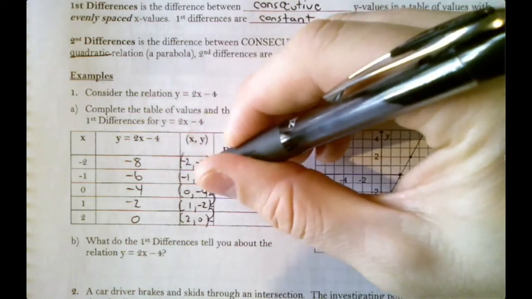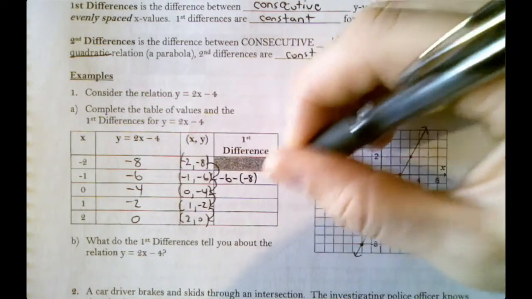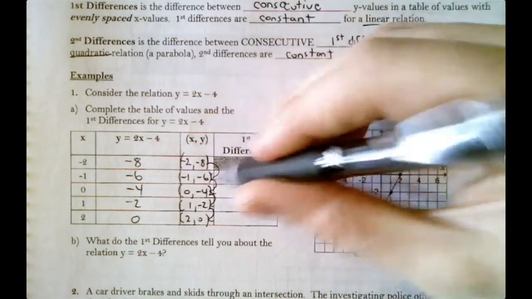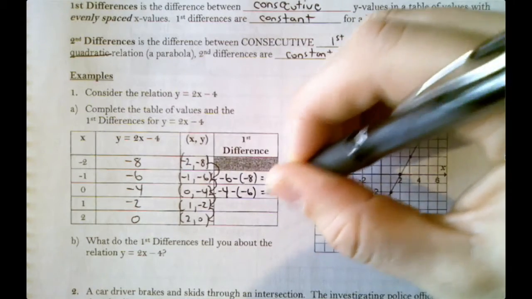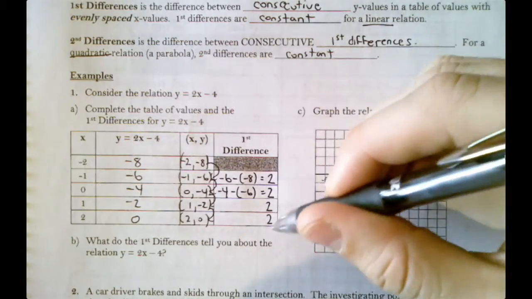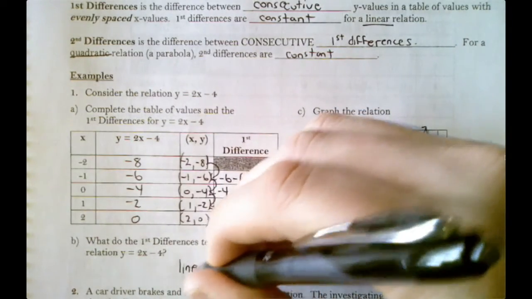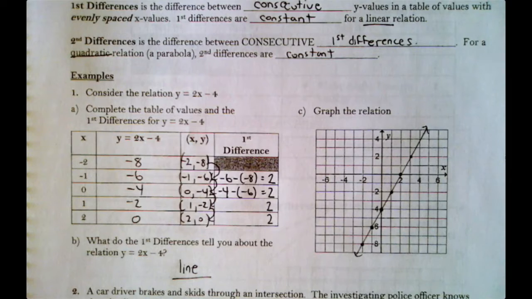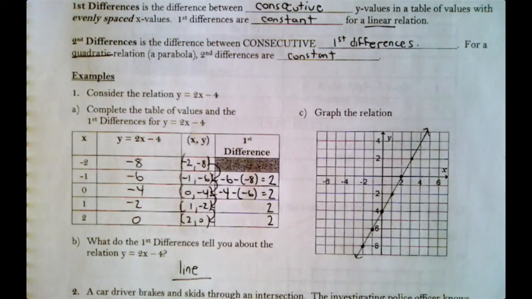The way you can tell is you take the second one and you subtract the first one. -6 subtract -8, and if you do that, you get 2. Comparing these two numbers, -4 subtract -6, we get 2. And if we keep going, we get 2 every time. So because we have the same first difference every time, 2, we have a line. So if you make a table and you compare the first differences, and they're all the same, it's a line. Now, you can tell it's a line when you graph it. Regardless, if you haven't graphed it, the first differences will tell you if it's a line or not.